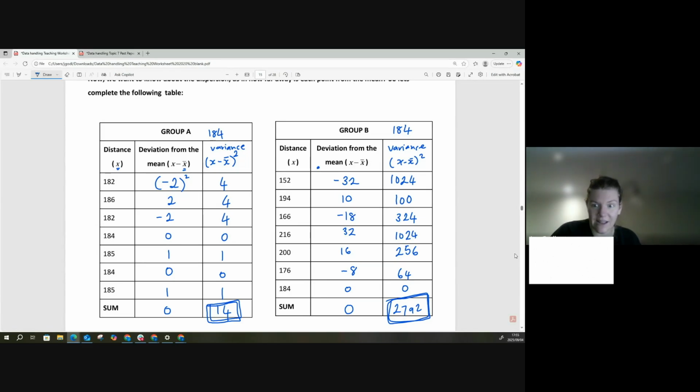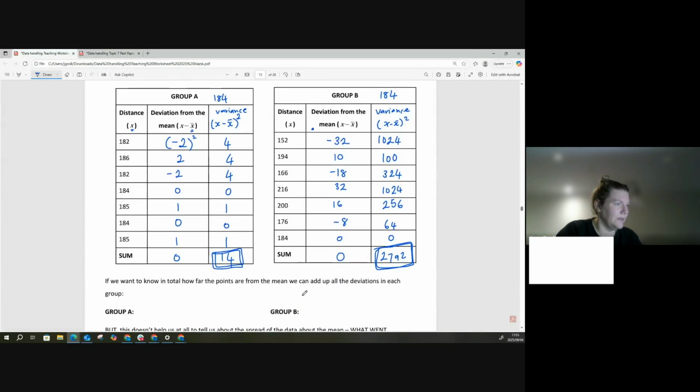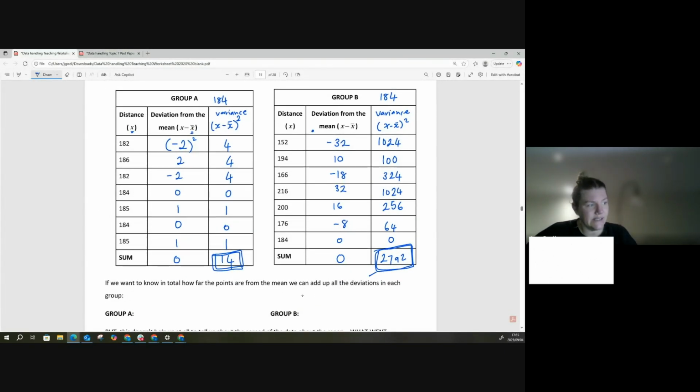Yeah, group B, because that number is bigger, right? So because this number over here is bigger, I'm just going to zoom out for a little bit here. Because this number is bigger over here, we know that group B has more spread out data. Yeah, it's nice and easy. It's not so bad. That's all that's telling us. That's literally all it's telling us.